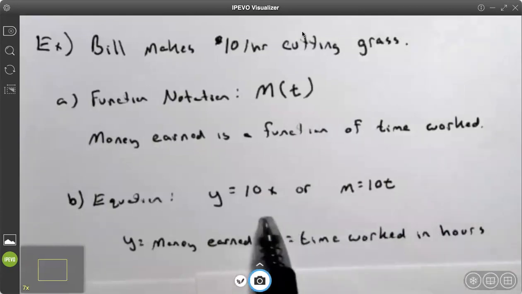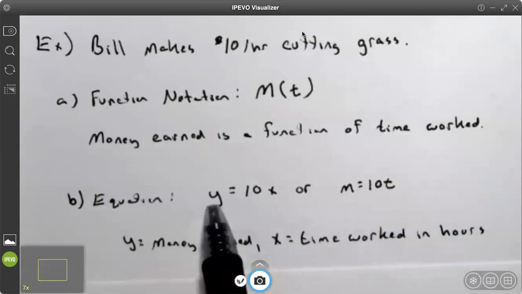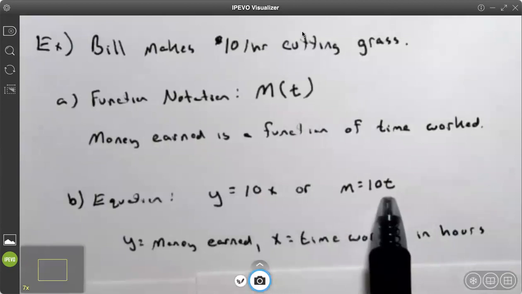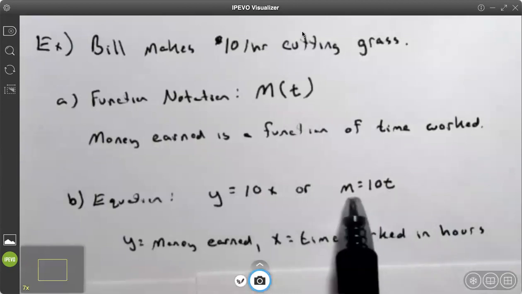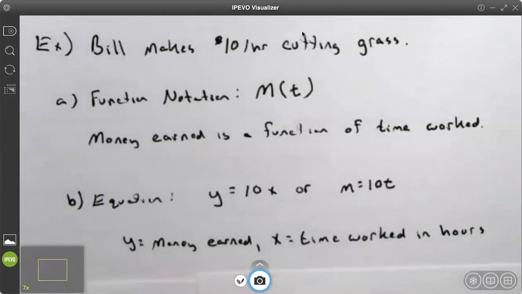Either way, I can plug in how many hours I work for this x to determine how much money I earn, or I can plug in how many hours I work for this t to determine how much money I earn. Either of those work.